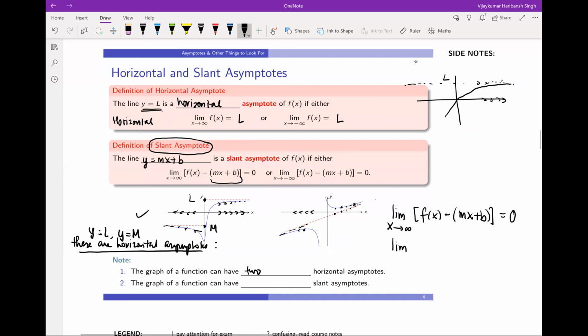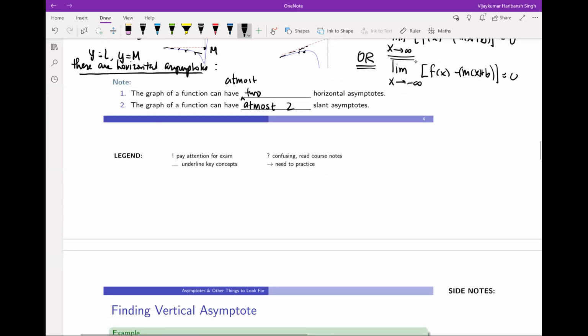Similarly, that can happen in the other direction as well. So the limit as x goes to minus infinity of f of x minus (mx plus b) equals 0. So if either of these happens, you get a slant asymptote. So again, since there are two directions to take, as x goes to infinity or x goes to minus infinity, your graph can have at most two slant asymptotes. Here I should add at most two horizontal asymptotes. All right. So at most two slant asymptotes and at most two horizontal asymptotes. Okay, so let's try to do a problem and understand this in more detail.